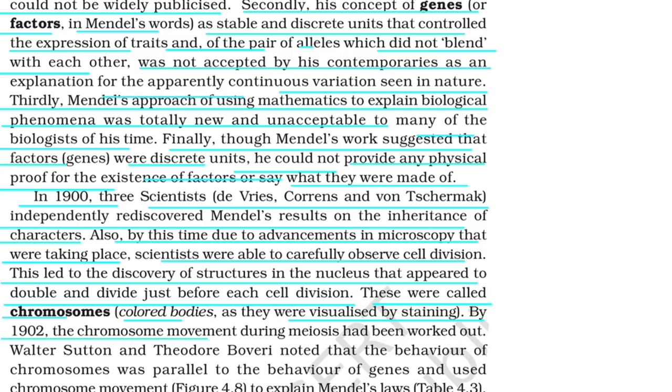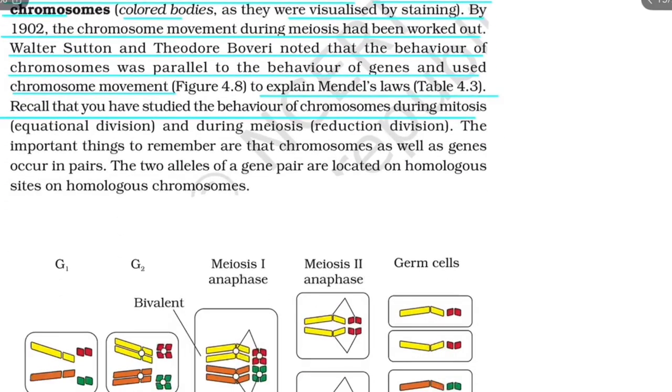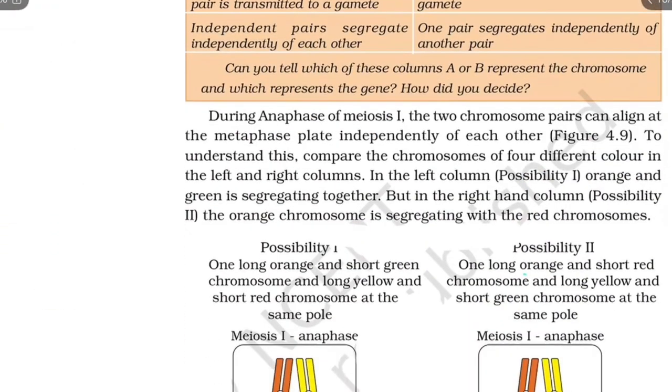By 1900, the chromosome movement during meiosis had been worked out. Walter Sutton and Theodore Boveri noted that the behavior of chromosomes was parallel to the behavior of genes, and used chromosome movement to explain Mendel's laws. Recall that you have studied the behavior of chromosomes during mitosis, equational division, and during meiosis, reduction division. The important things to remember are that chromosomes as well as genes occur in pairs. The two alleles of a gene pair are located in the homologous sites on homologous chromosomes.